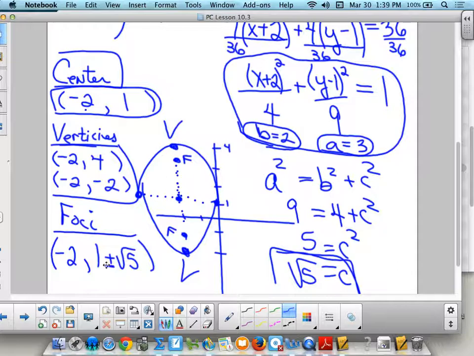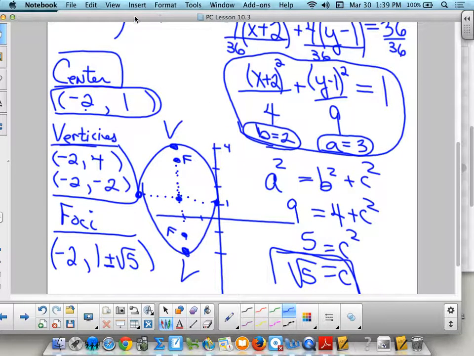Whew. That took a lot of work. You had to complete the square. You had to look at the equation, get your a, b. You had to sketch it, find the vertices, find the foci. That's a big problem. That's why this test takes a long time, by the way.